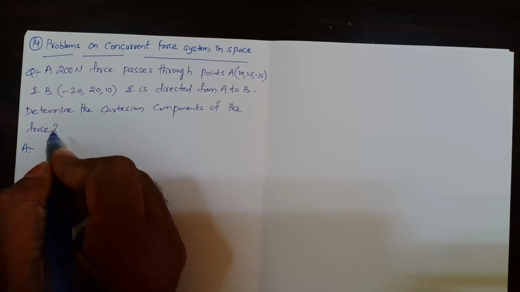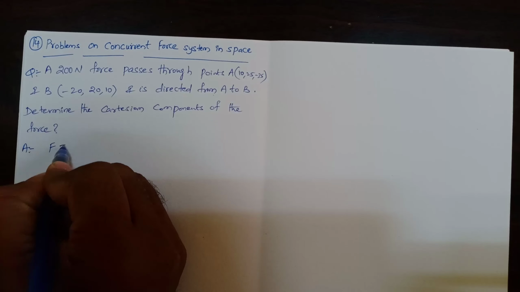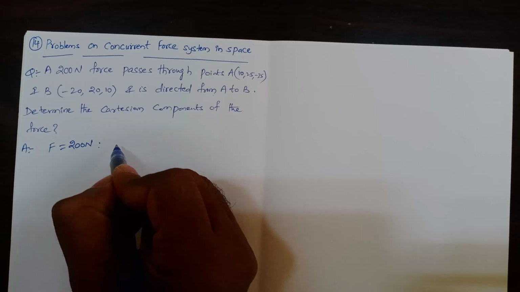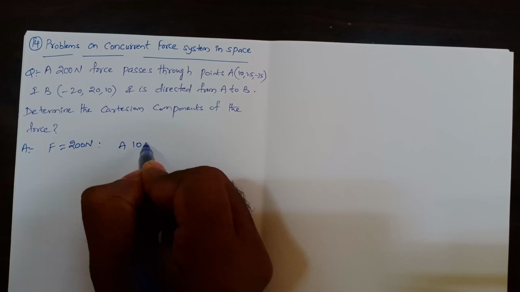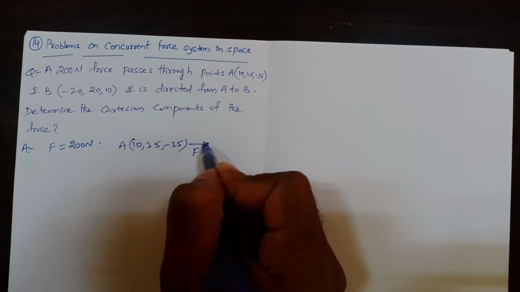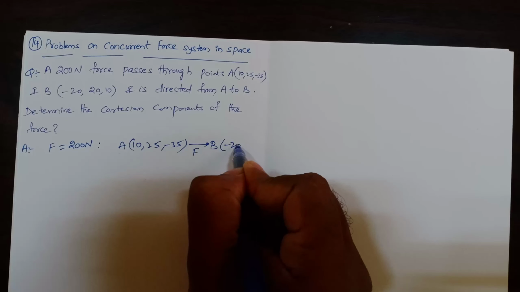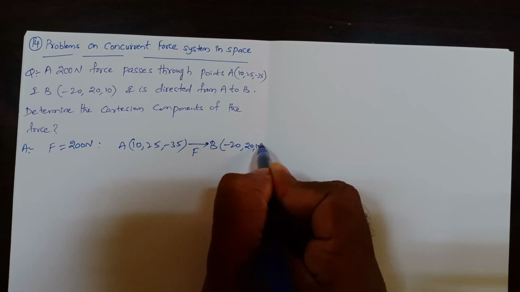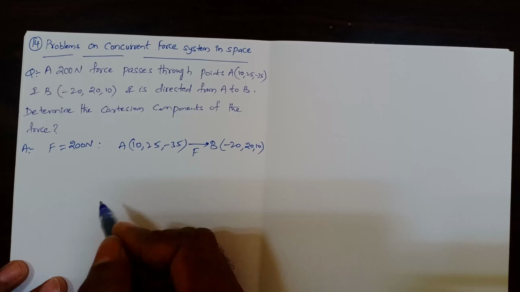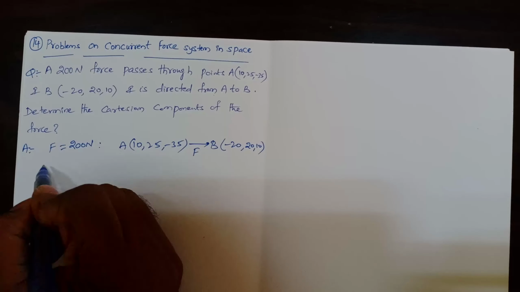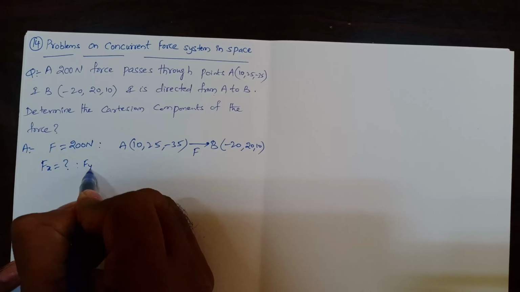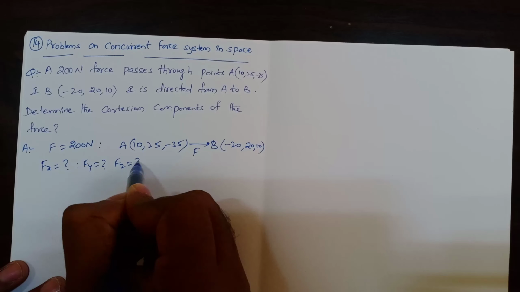What is given here is: F has magnitude 200 Newton and it passes through point A (10, 25, -35). The direction is from A to B, and B is (-10, 20, 10). Determine the Cartesian coordinate components of the force. That means we have to find Fx, Fy, Fz.